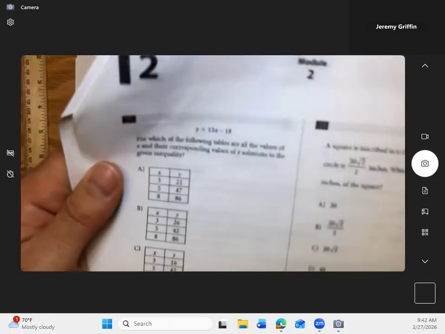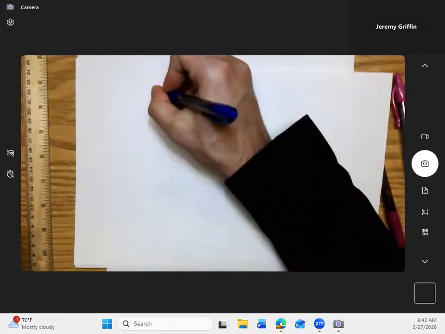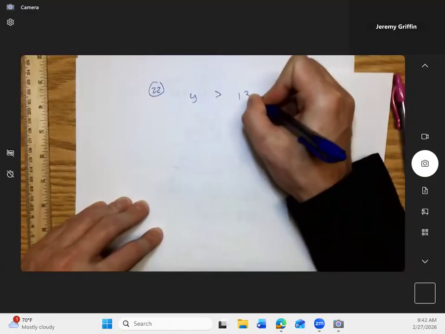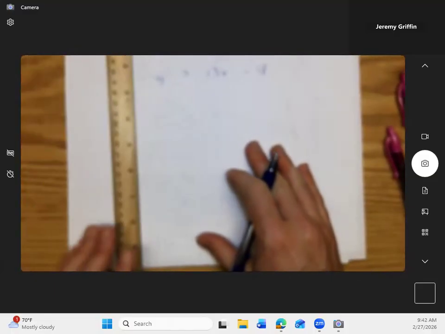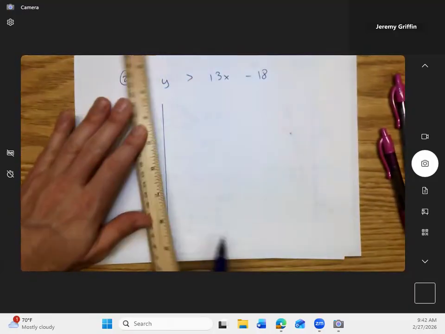Number 22. y is greater than 13x minus 18. So same thing, I'm going to go ahead and draw a graph. Might be a little overkill. Might not have time to draw every graph on the actual SAT because it's got a time limitation. But it's good to be able to visualize this.